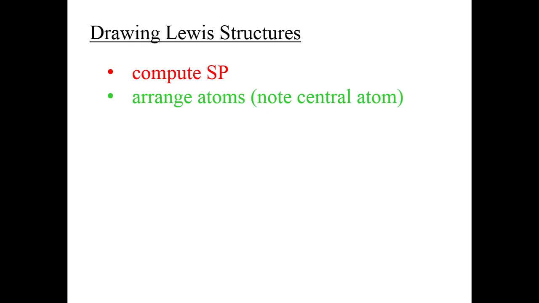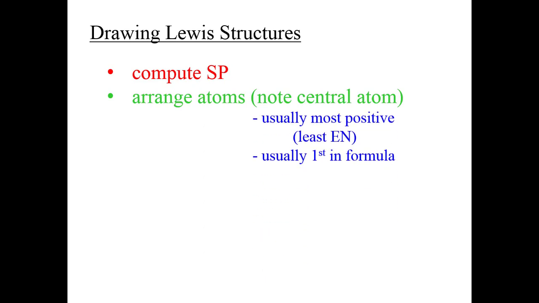For many of the simple molecules we draw here, there is a central atom surrounded by terminal atoms. For that type of molecule, the central atom is almost always the most positive, or least electronegative, atom present. An exception would, of course, be hydrogen. Hydrogen only ever wants one shared pair, so it can never be in the middle. The least electronegative atom is usually written first in the formula, so that is also a clue.